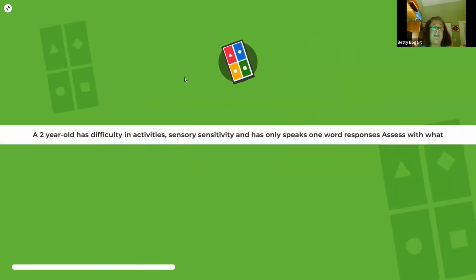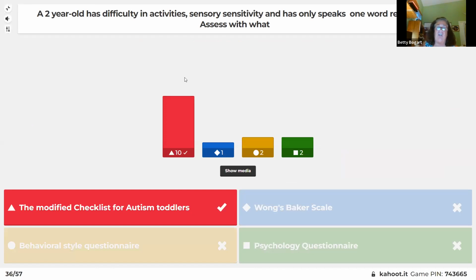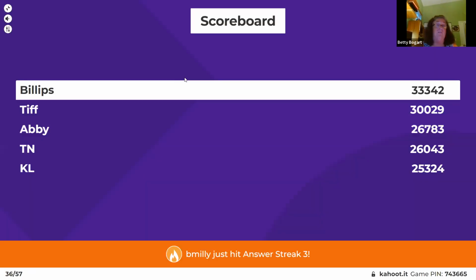A 2-year-old has difficulty in activities, sensory sensitivity, and only speaks one-word responses. How can you assess this? Children at 2 years old should be able to speak in multi-word sentences. They should be able to play by themselves. They like senses. They like people and things around them. So something's going on here. And this is probably a child that we're considering who has autism. And we can look at that and evaluate them with the checklist for autism in toddlers. And it does help. So then we can put in early intervention and help these children be able to deal with the way that they're feeling.